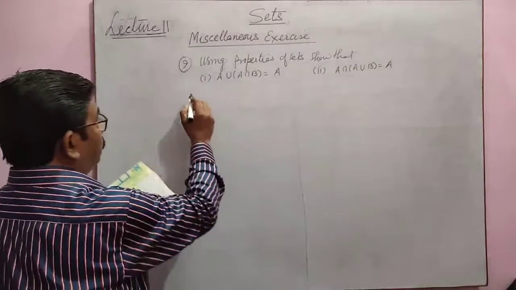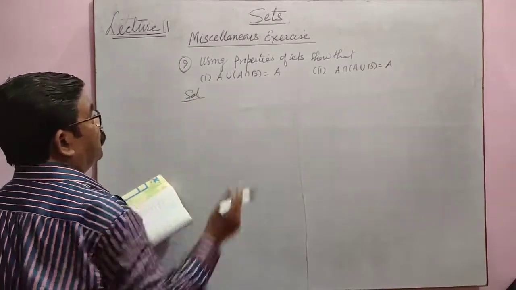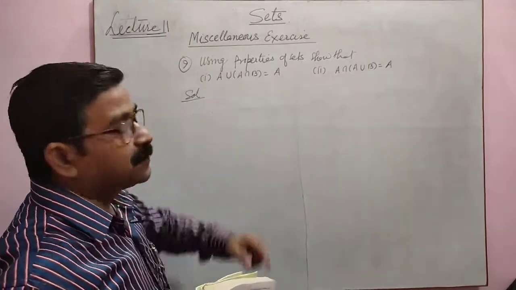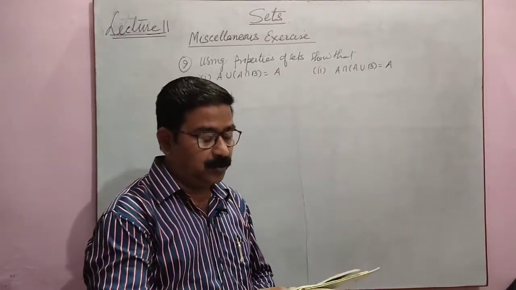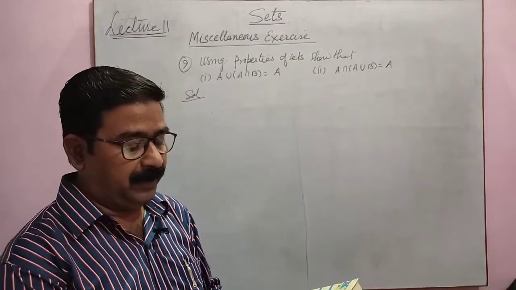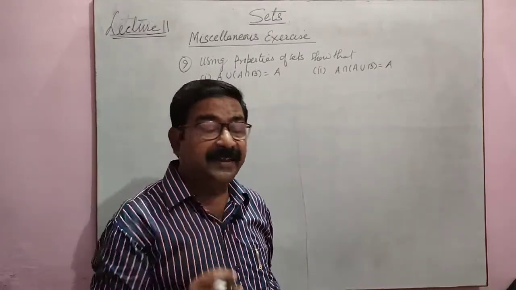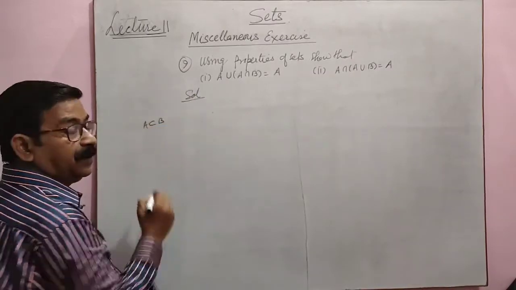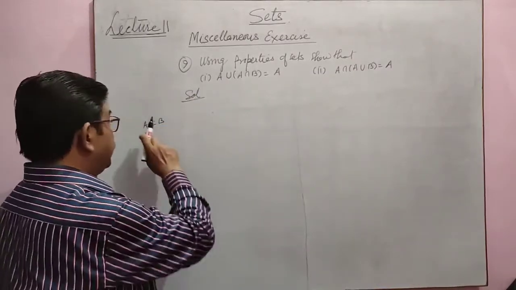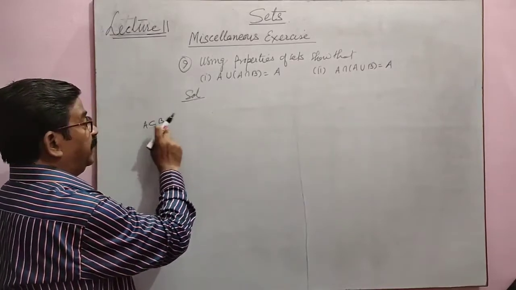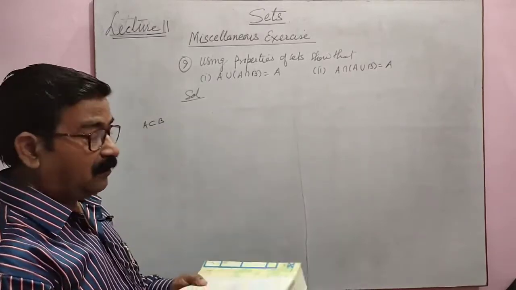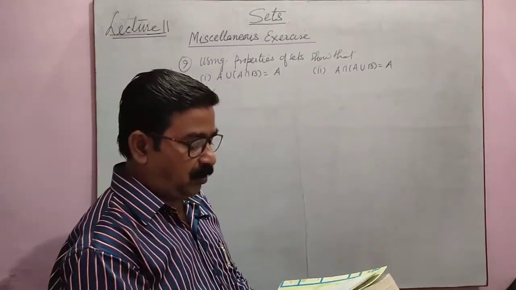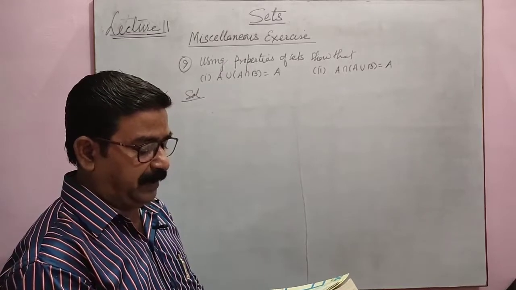Suppose solution. Suppose if we assume that A is subset of B, then what is A intersection B? Try to understand. A is subset of B. Means all the elements of A are found in B. Then what is A intersection B? Tell me.